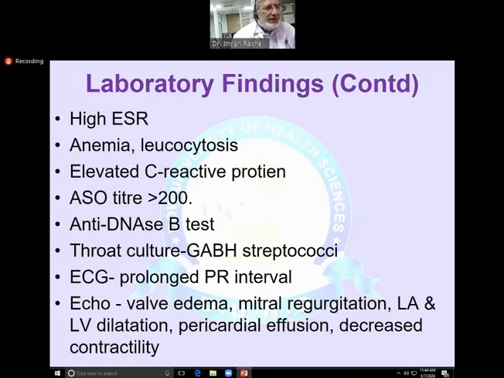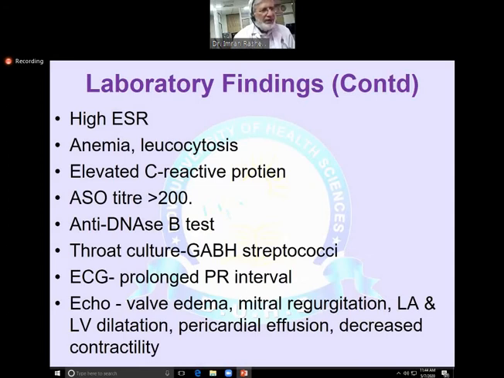The laboratory findings that are done: ESR, erythrocyte sedimentation rate, is usually elevated. Second is anemia; hemoglobin will be low. Leukocytosis, that is WBC count, will be increased. And there will be elevated C-reactive protein. And if you do the ASO titer, anti-streptolysin O titer, it will be more than 200 Todd units. And the anti-DNase B test, if you do it, will be positive. And if you do the throat culture of children in whom you are suspecting rheumatic fever, you may get a growth of group A beta hemolytic streptococci.